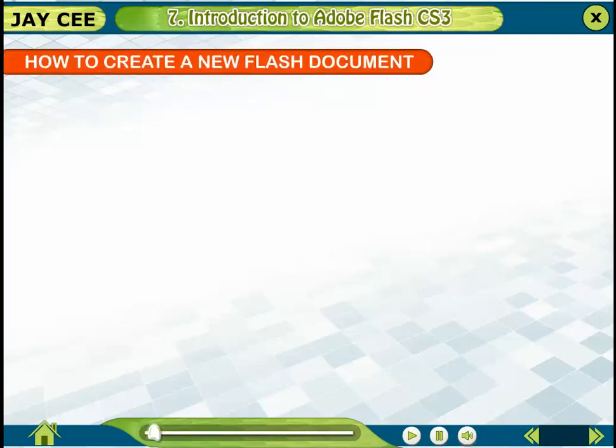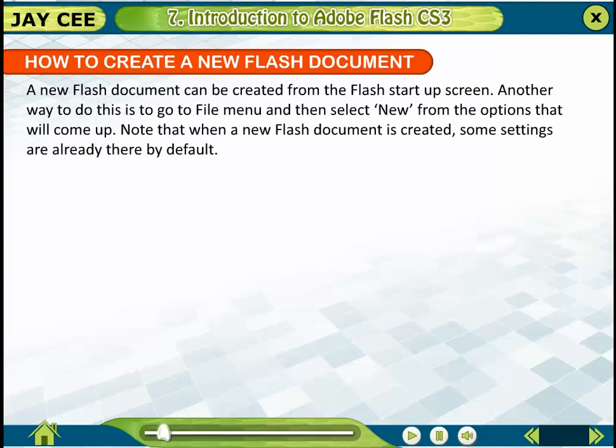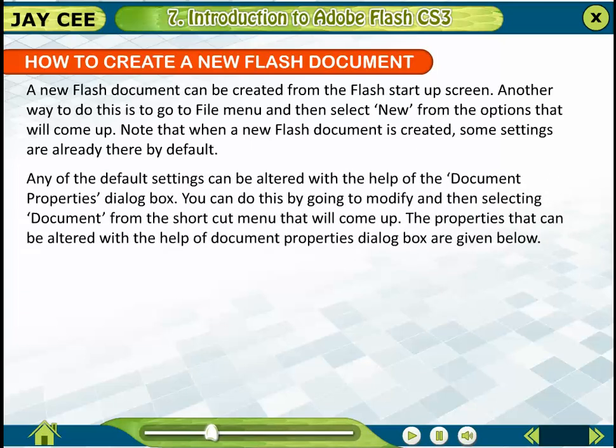How to create a new Flash document. A new Flash document can be created from the Flash Startup screen. Another way to do this is to go to File menu and then select New from the options that will come up. Note that when a new Flash document is created, some settings are already there by default. Any of the default settings can be altered with the help of the Document Properties dialog box.